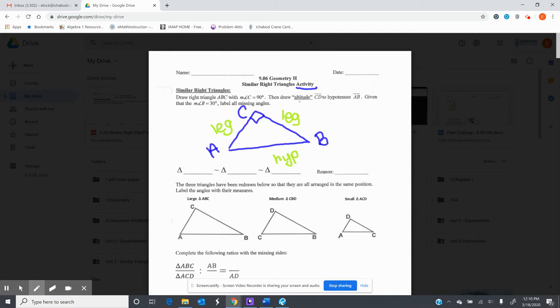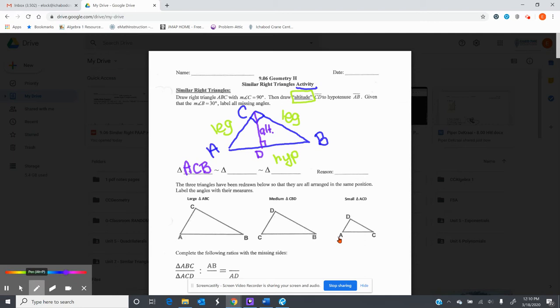From there, we're going to draw in an altitude. Now we've constructed altitudes before, but right now we're just going to sketch it in. So from C down to the hypotenuse AB, we're going to draw in altitude CD. And I'm going to label it ALT. But what that's done is it's taken our big right triangle and broken it into three triangles total. So we have the big one, which is ACB.